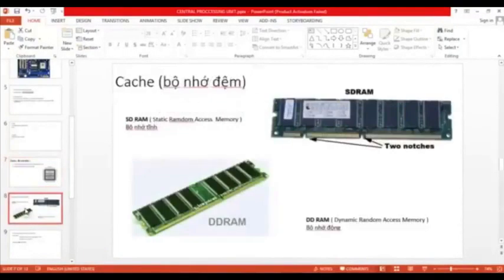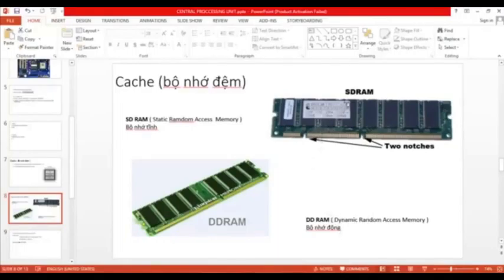Đó là về công nghệ sản xuất cách. Thì đầu tiên, trước khi nói về công nghệ sản xuất cách, mình nói sơ qua công nghệ sản xuất RAM đã, bởi vì công nghệ sản xuất cách này cũng giống như công nghệ sản xuất RAM. Ở công nghệ sản xuất RAM, trên thị trường hiện giờ chúng ta có thể thấy là SDRAM và DDRAM. Công nghệ sản xuất SDRAM là Static Random Access Memory, đó chính là bộ nhớ tĩnh. Còn DDRAM là Dynamic Random Access Memory, tức là bộ nhớ động.